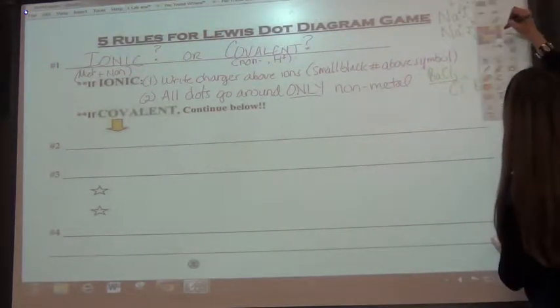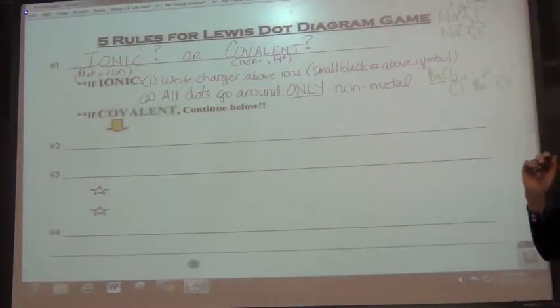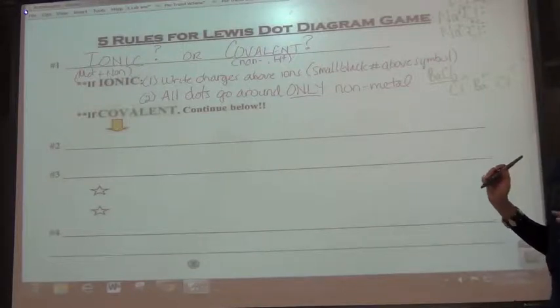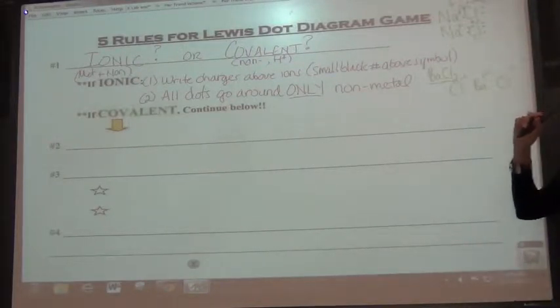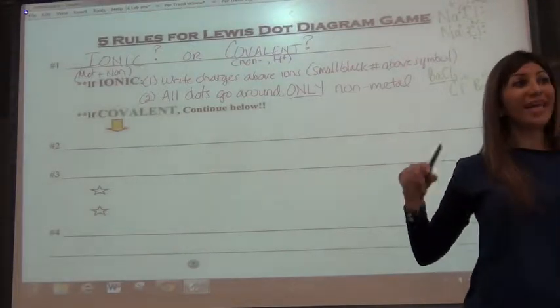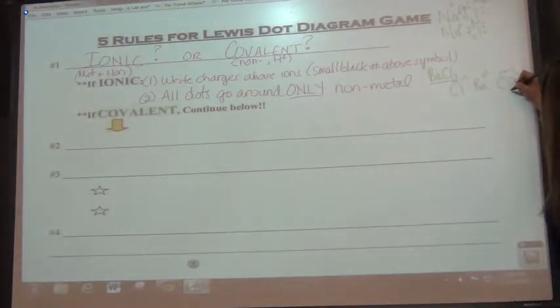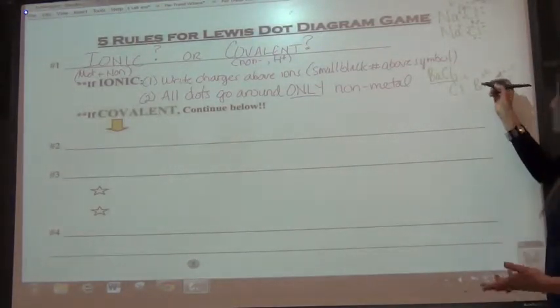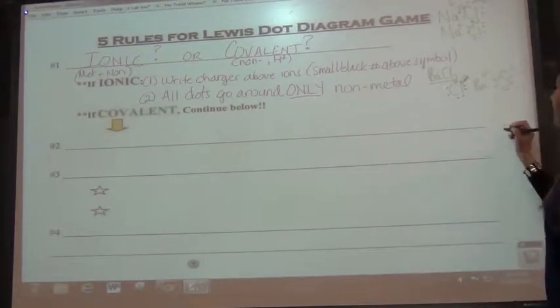Now I'll do it in a different color so that you can see this. I'm going to put the electrons only around the nonmetals. Which one's the nonmetal? The chlorine, but I've got 2 of them. So you're going to put all 8 electrons around both chlorines. I'm going to go 1, 2, 3, 4, 5, 6, 7, 8. It doesn't really matter how I do it. 1, 2, 3, 4, 5, 6, 7, 8.